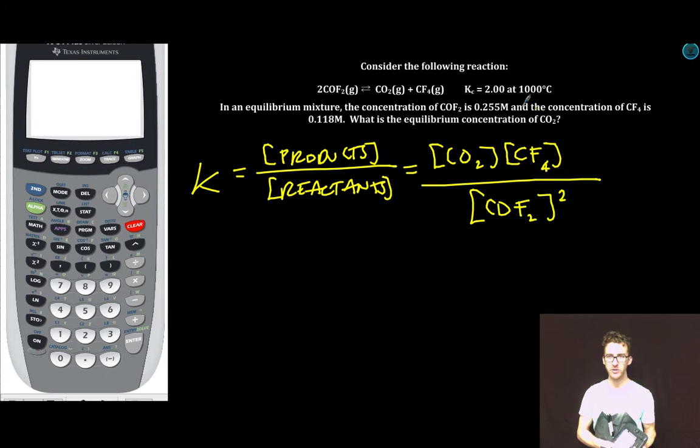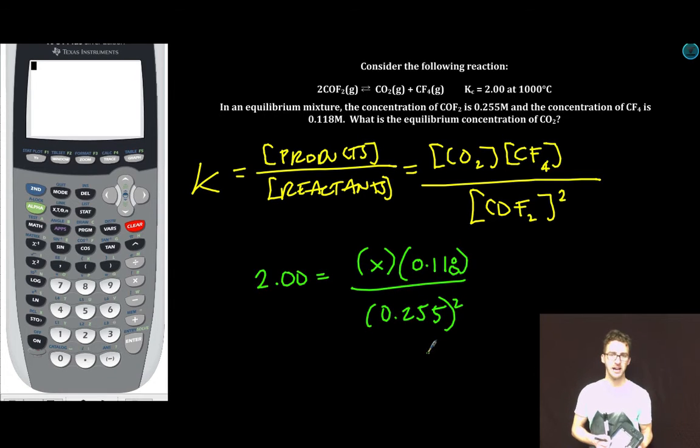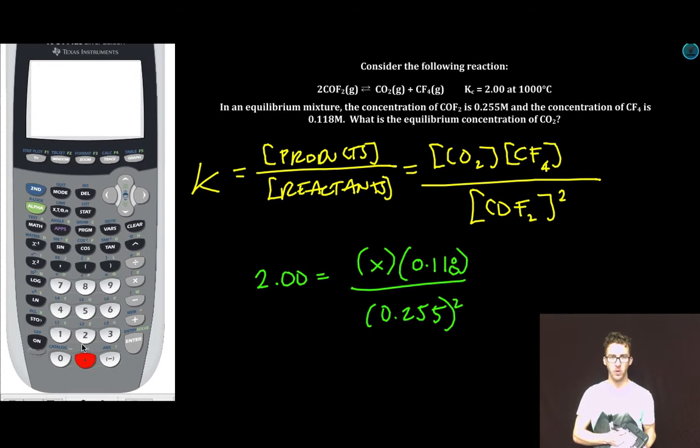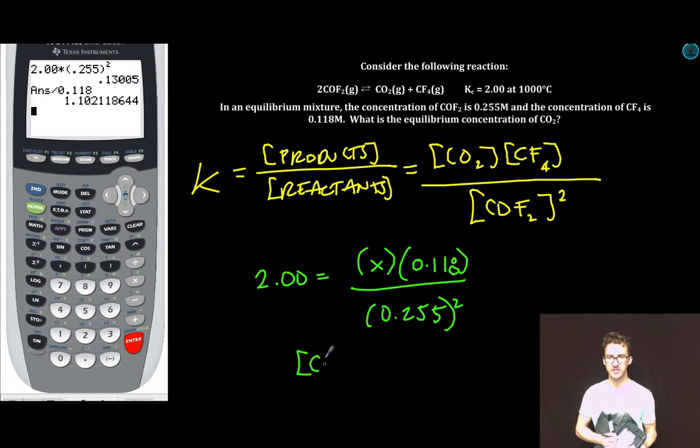Now we're told the value of the equilibrium constant is 2.00 at this temperature. We are looking for the equilibrium concentration of CO2. We're told the equilibrium concentration of CF4 is 0.118 and the equilibrium concentration of COF2 is 0.255 squared. Calculator. 2.00 times parentheses, 0.255, close parentheses squared, enter, divide by 0.118, enter. Concentration CO2 equals 1.10 molar.